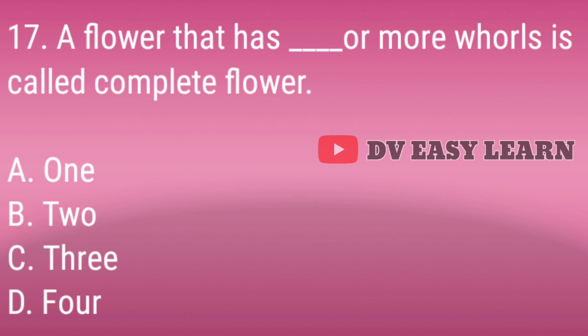Question number 17. A flower that has dash or more whorls is called complete flower. Correct answer 4.